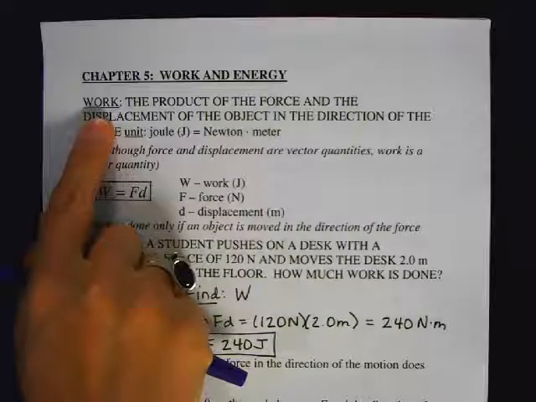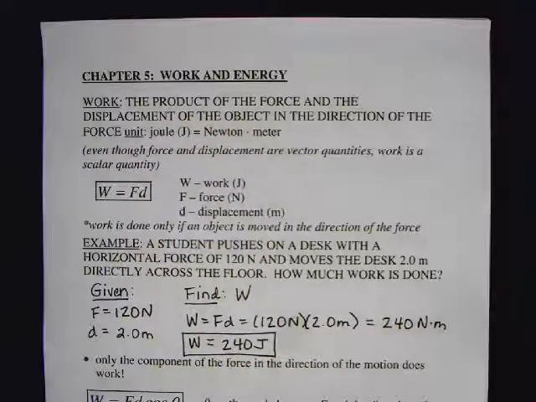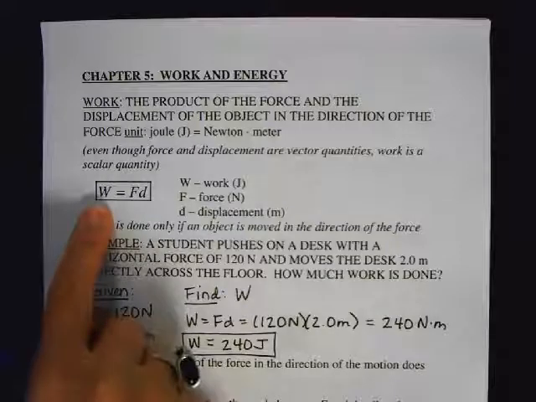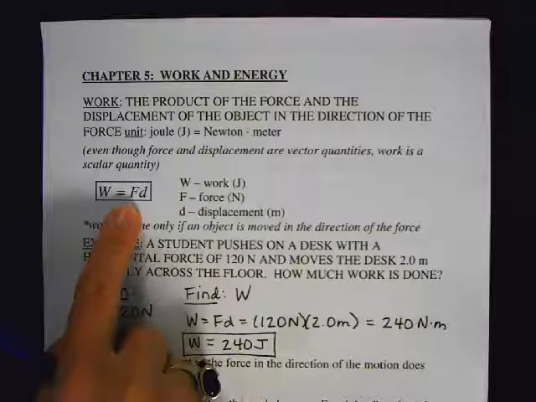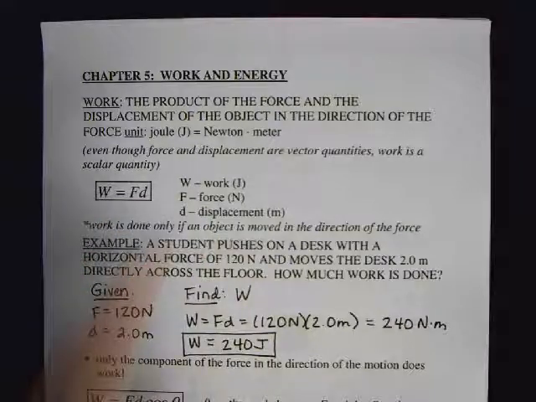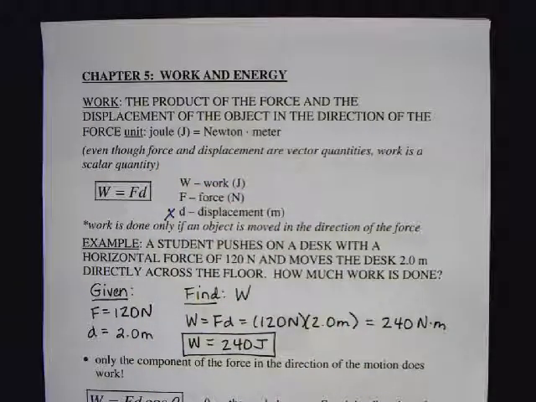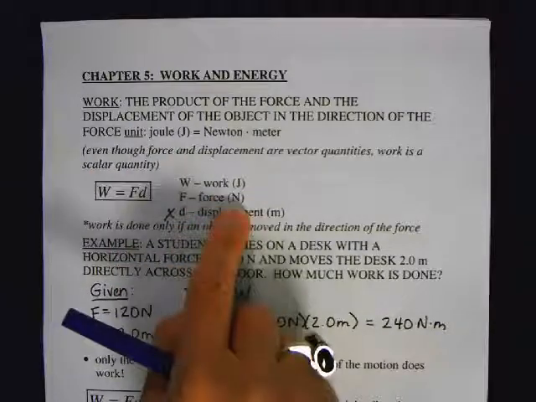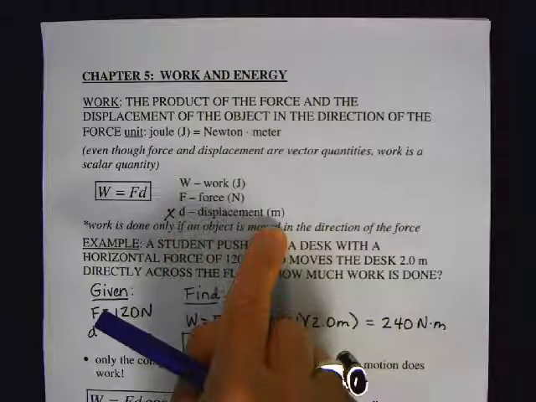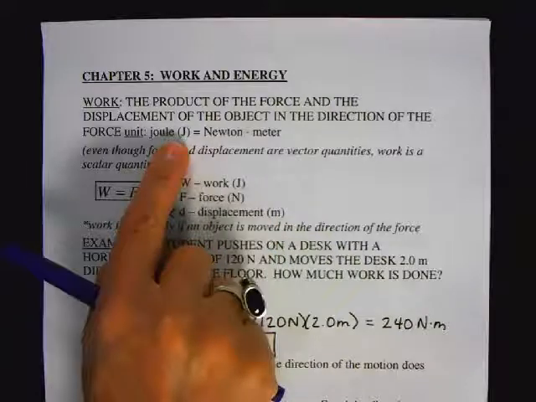Okay? So work, the definition says the product, so product means multiplication, of the force and the displacement of an object in the direction of the force. Now, the equation for work is FD. F is equal to the force, and D is the displacement. We can also call it X, because we've been calling displacement X all year long. So, force is measured in newtons, displacement is measured in meters, and a newton times a meter has a new unit, and it's called a joule.